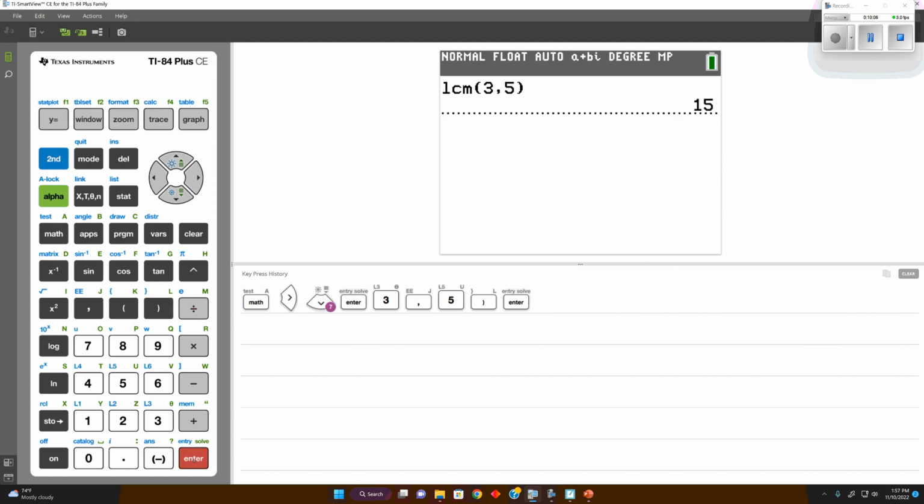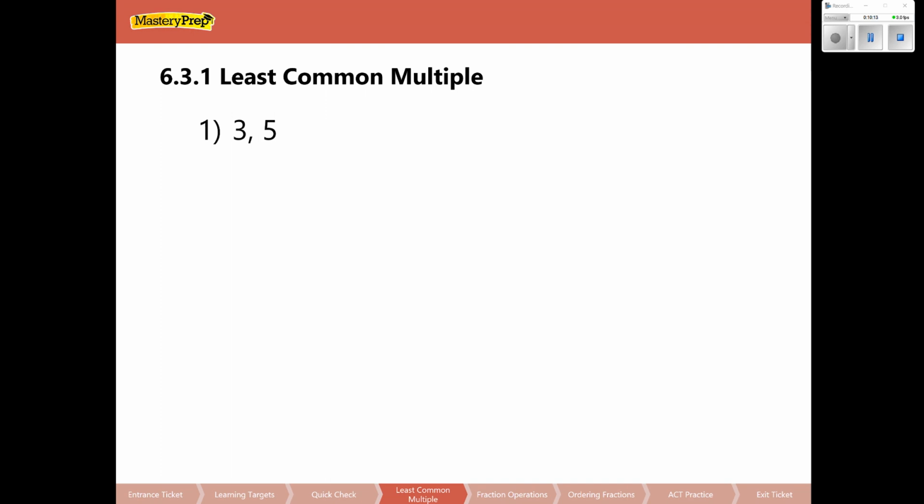So the least common multiple of 3 and 5 is 15. Least common multiple is 15.